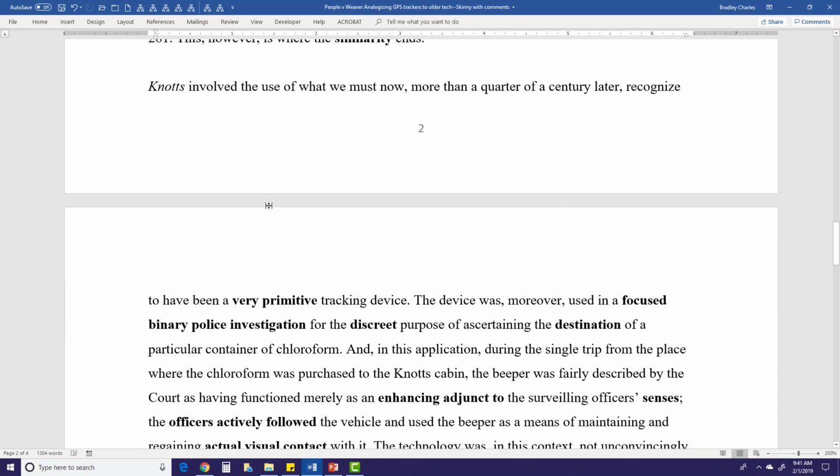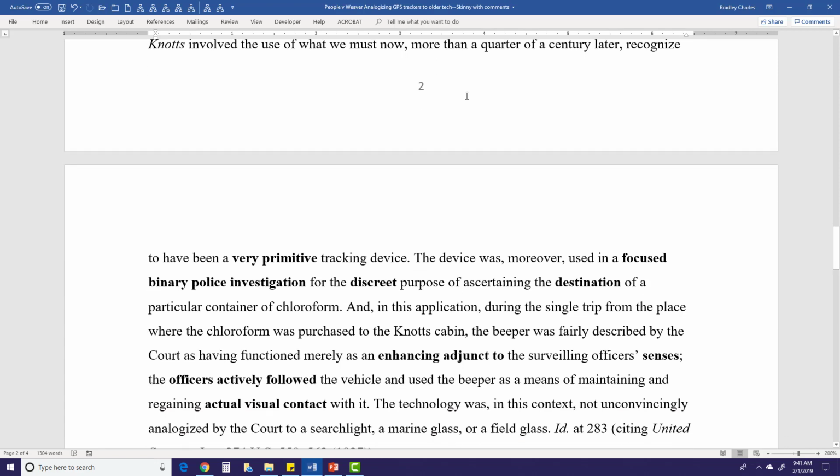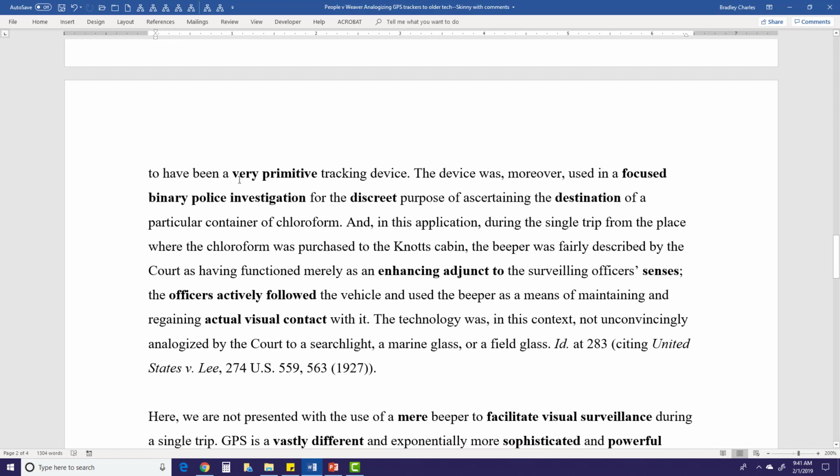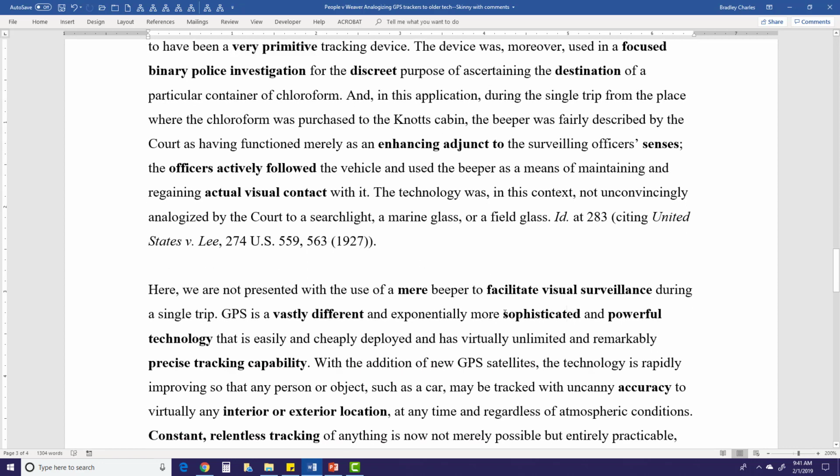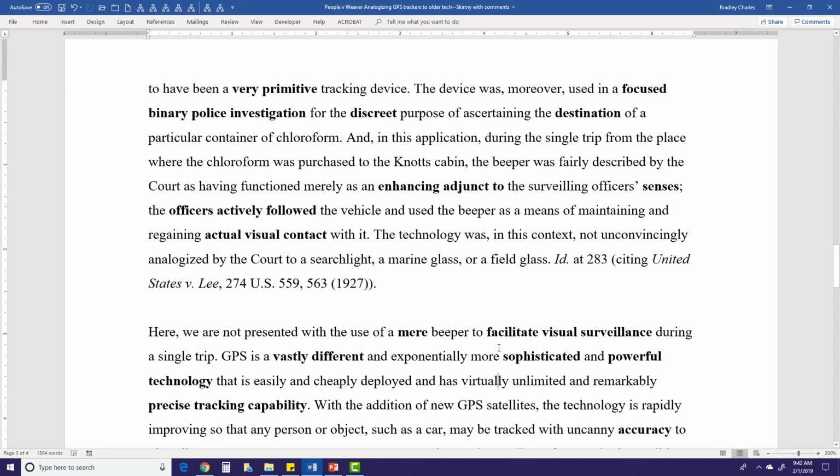Okay, so then when he starts his actual argument here, Knotts involved the use of what we now recognize is a very primitive tracking device. So he's characterizing the beeper. While he's doing his reasoning by analogy here, he's contrasting Knotts. He's characterizing the facts in Knotts versus, in a minute, a characterization of our case. So up here he says it's very primitive, and then look down here. The GPS is sophisticated and powerful technology. It's vastly different. So these are all just characterizations of it.